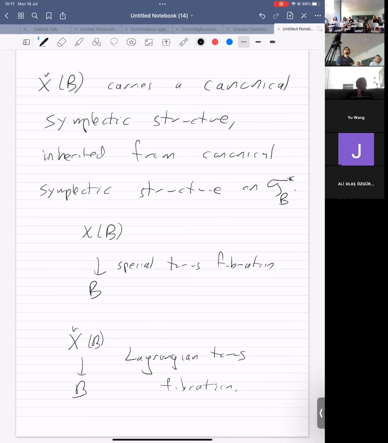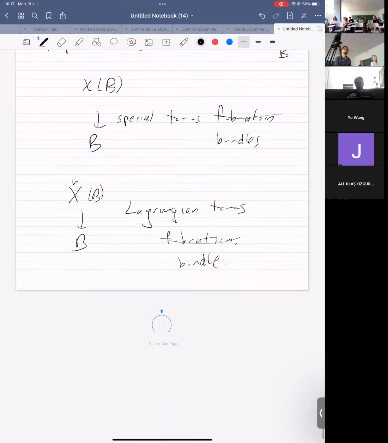Okay, so nevertheless, this is still very much a toy situation because these are torus bundles. And to make this interesting, well, okay, so this gives a very satisfactory picture.